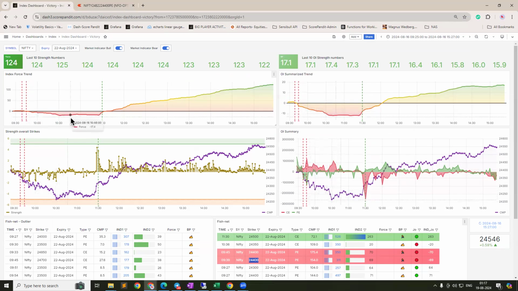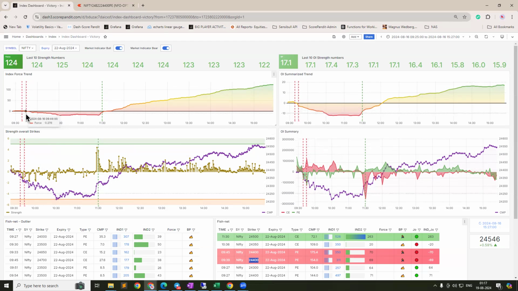You can see the line is moving downside, the force is moving downside, and force is -17, as you can see here, right? So you're reading this data: if the force is below the black line, which is the zero line, it will indicate that the market is still having a bearish sentiment. Similarly, on the OI side, you can see the number is also -7, which means it's also bearish. So you are getting a good judgment that the market is in bearish mode.